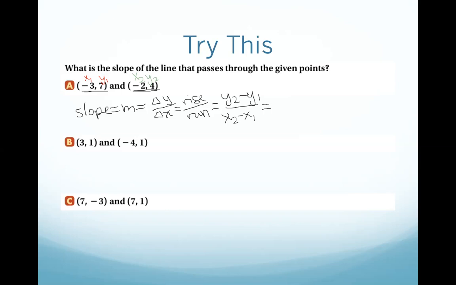So y2, that's my green one, is 4, minus y1, that's the red one, is 7, divided by x2 is green, -2, don't drop your negative, minus x1 is a -3. Now notice I have a subtracting of a negative, that changes to addition, right? If I subtract a negative, it changes to addition. So 4 minus 7 is -3, -2 plus 3, -2 plus a +3. So that's the same as 3 minus 2 is 1. Our slope here is -3. Go ahead and try part B.